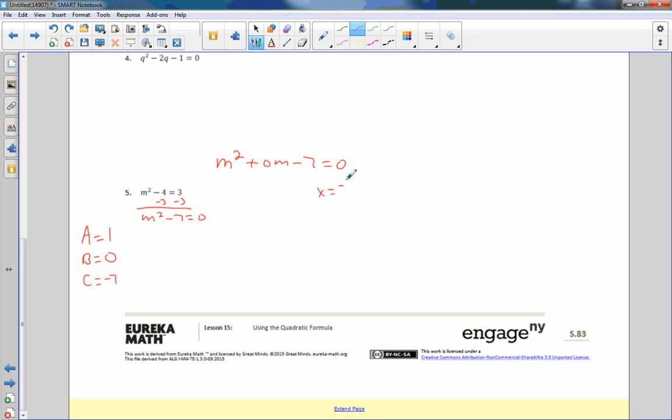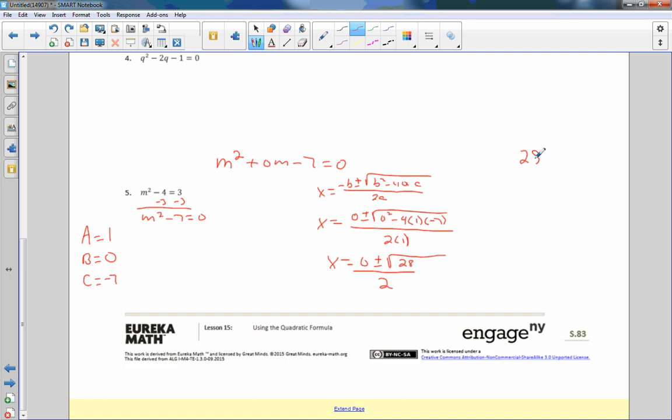Now when I do my quadratic formula, negative b plus or minus the square root of b squared minus 4ac all over 2a, and plug this in, b is 0, so that's a negative 0. There's no such thing, it's just 0. Plus or minus 0 squared minus 4 times 1 times negative 7 all over 2 times 1. That's going to equal 0 plus or minus the square root of negative times a negative is positive. 7 times 4 is 28. 0 plus 28 is 28 over 2.